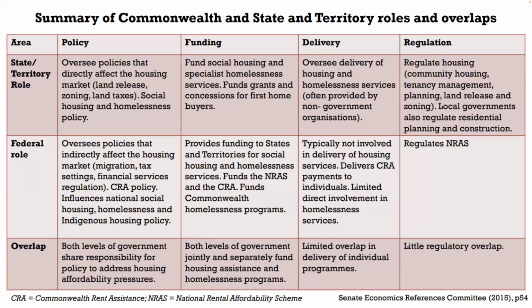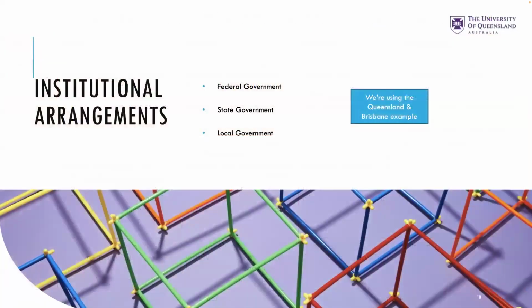So in the upcoming slides, we'll explore the specific institutional arrangements at different levels of government. We'll begin with the federal level, then discuss the state level using the Queensland model, and finally we shall touch on local government using Brisbane as a case study. So please make sure that you take a moment to review the next few slides, which provide further details and examples.